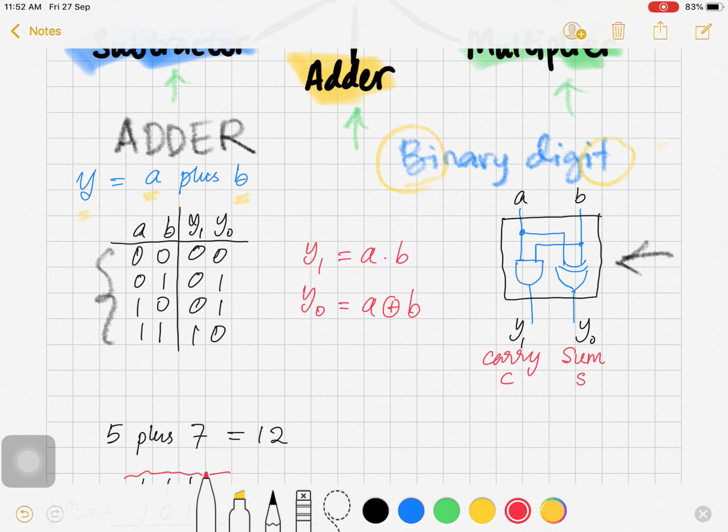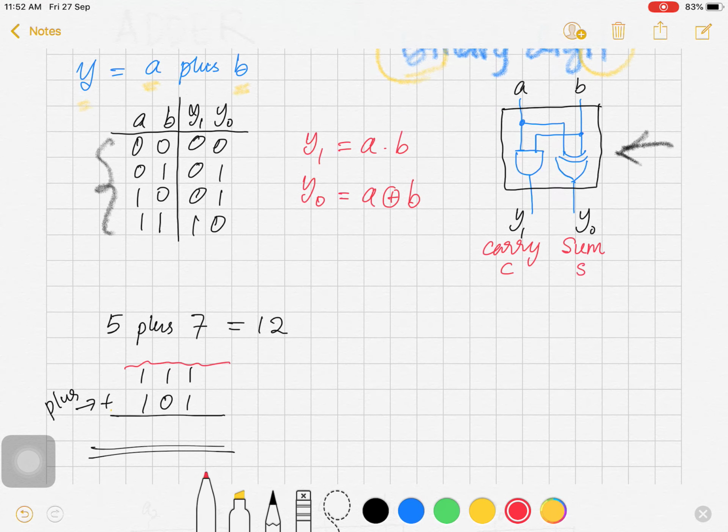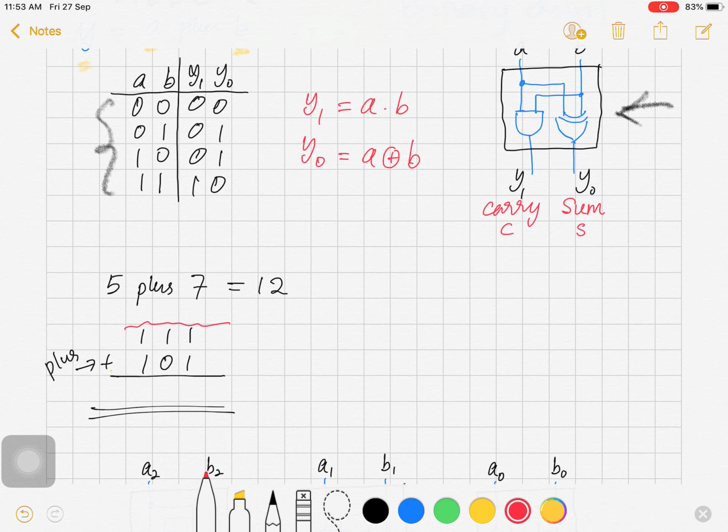Okay, now let's think of adding bigger numbers. Let's say 5 plus 7, which equals 12. In binary, we represent this as 101 plus 111. Then we add these numbers column by column, starting from the right. So in the rightmost column, we get 1 plus 1 equals 2, which is 10 in binary.